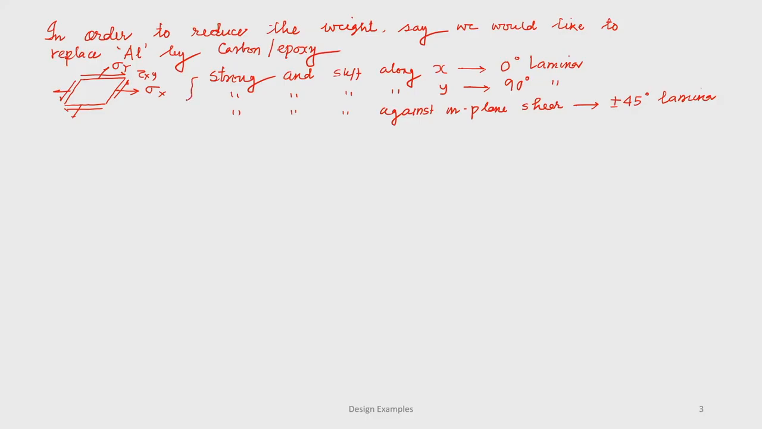Therefore, with this in mind, say we decide to choose a laminate which is 0, plus minus 45, 90 degree, twice symmetric, meaning there are 1, 2, 3, 4, that means there are 16 lamina or 16 plies, made of, say, high strength carbon epoxy.